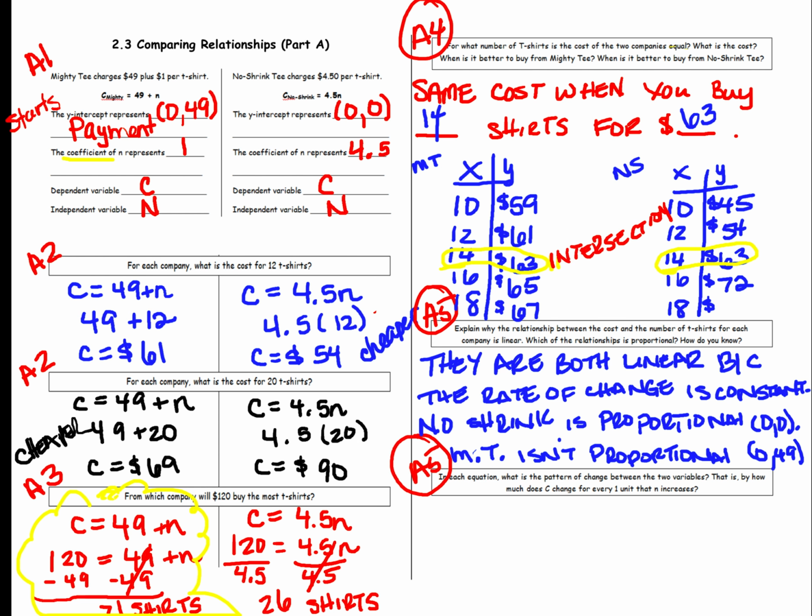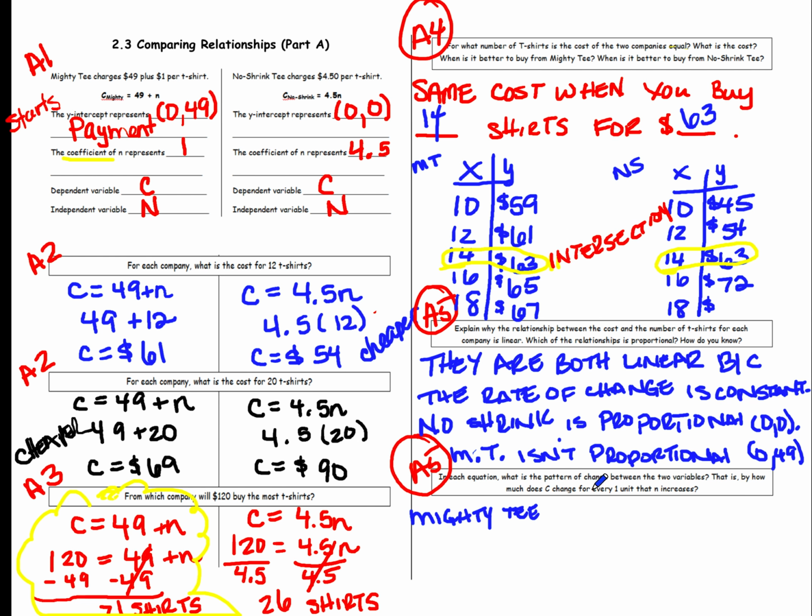The next part to A5 says, in each equation, what is the pattern of change between the two variables? That is, by how much does C change with every 1 unit the N increases? All right, so let's talk about the Mighty T company here. So I'll go ahead and write it out this time. Mighty T.